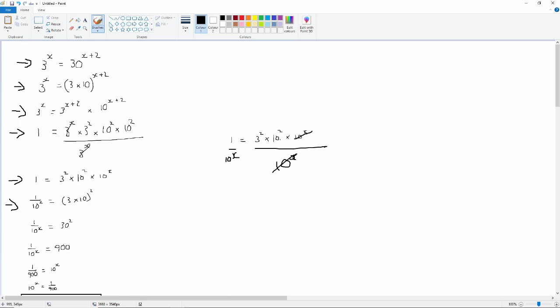Well, again, that property where the indices are the same, we can just multiply the bases. So that's equal to 3 to the power, 3 times 10, all raised to the power 2. And that's all equal to 1 over 10 to the power x, which is what we've got down here.